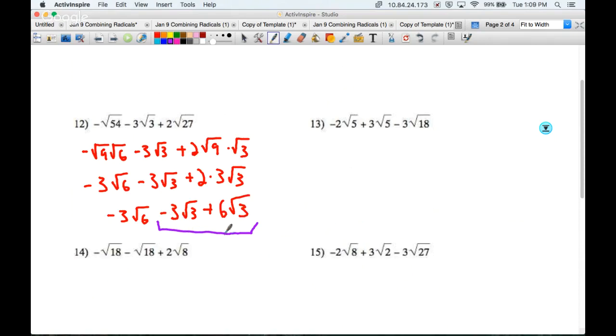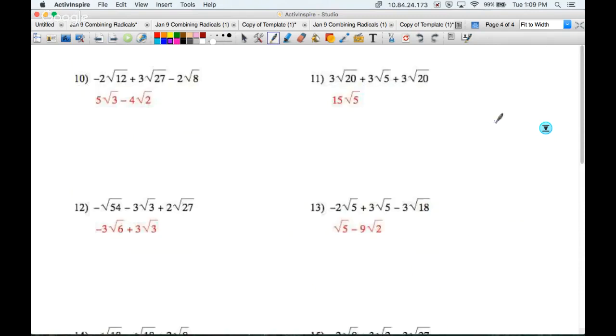These two do have the same radical, so we're going to simplify them. Then after we combine these, we're just going to call that our final answer. So now I've got negative 3 root 6 plus 3 root 3. Number 12. Negative 3 root 6 plus 3 root 3.